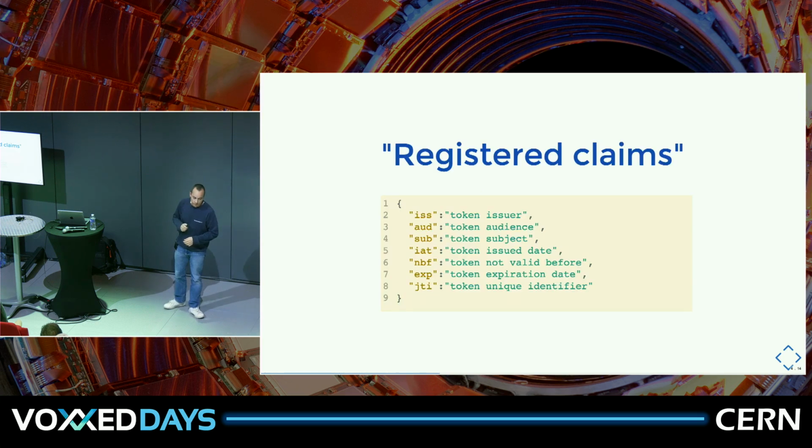Now the payload part. This is the data you want to send to the receiver, and we can find three families of claims in the payload. We have the registered claims. These properties are defined in the JWT specification. It is a good start to implement JWT in your system, and it is really important for security reasons to use it a lot, and I will come back to this later.